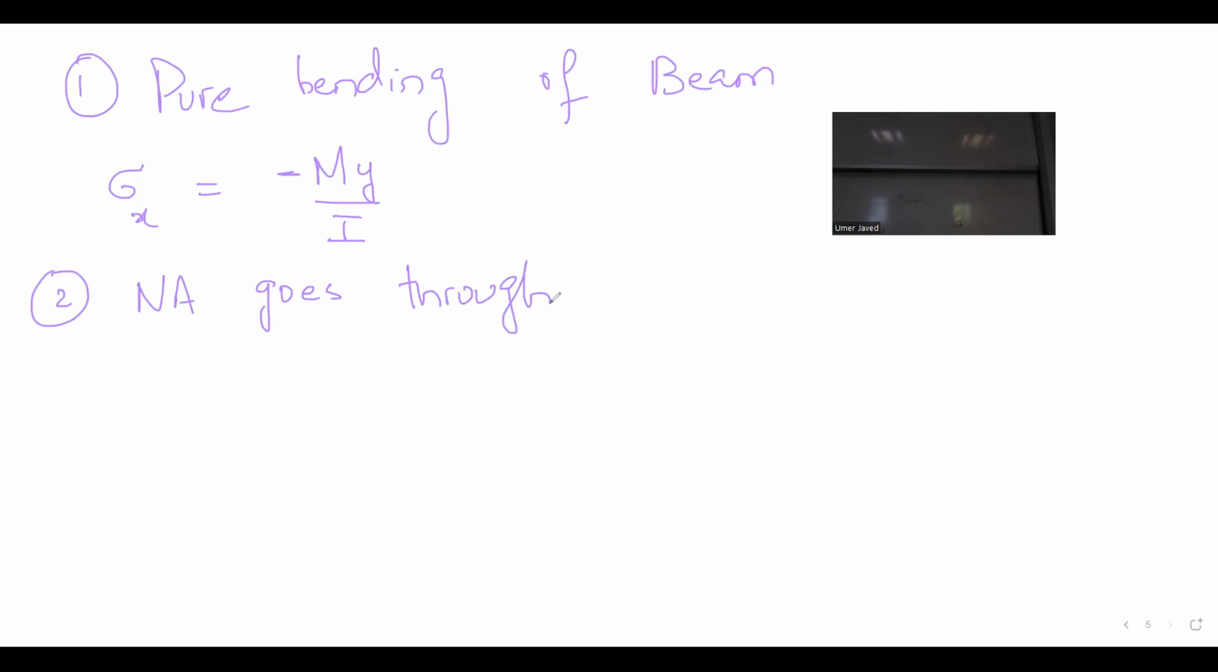Please bear with me. Right now, I really need your attention. We have gone through the derivation. I cannot just skip all the derivations. You also have to understand my situation. Neutral axis goes through centroid.